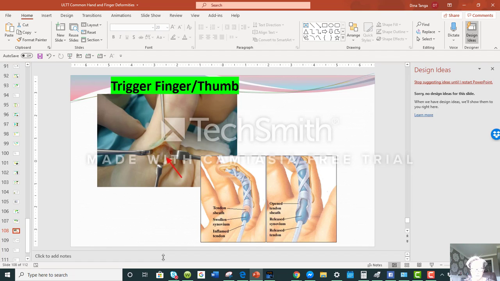And there you go. There's the tendon sheath, the swollen synovium, and the inflamed tendon. Open the tendon sheath, probably the A1. Releases the synovium and releases the tendon.